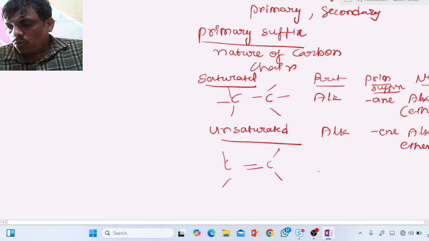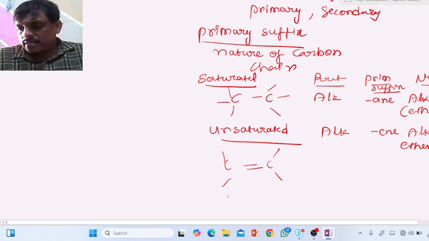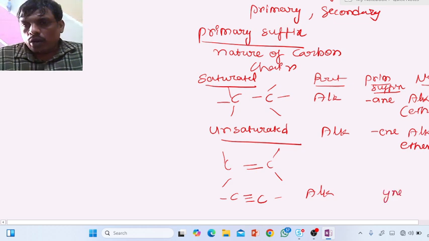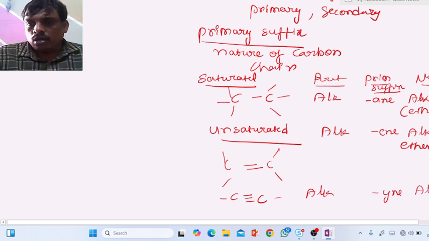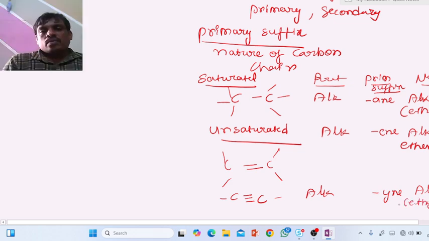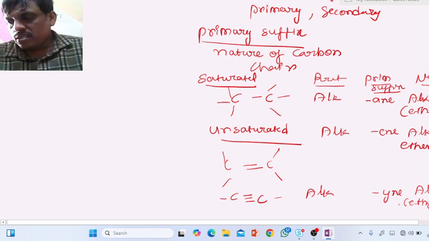Let us take one more example. If three bonds are there in between the two carbons, then the root word is alk only, and the primary suffix is yne. Hence it is alkyne. The name will be alkyne. Example, ethyne can be taken as the best example. Got my point, everyone?